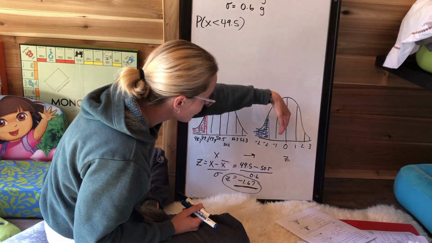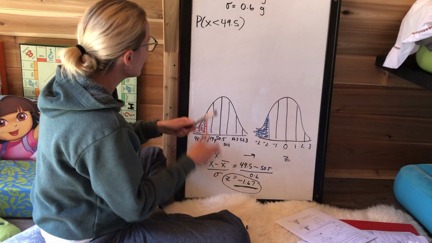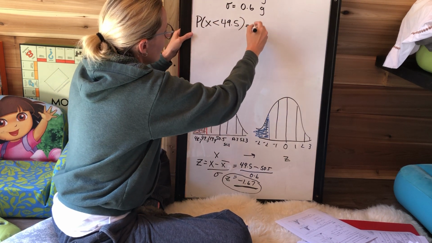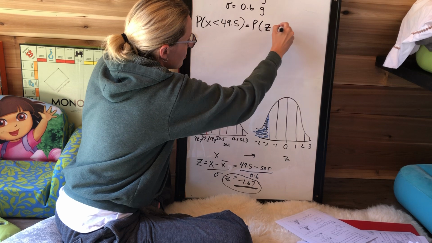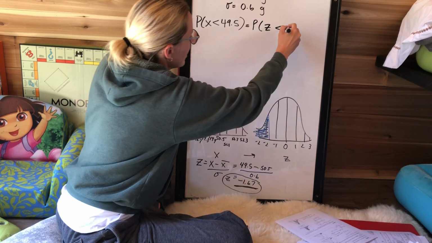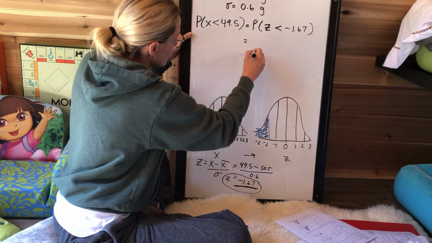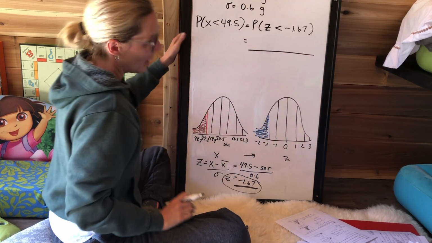Once we map it to the standard normal distribution, it's like we've taken our x value and said, I want to find the percentage that's less than 49.5. Well, guess what? That's exactly the same as the percentage of z that is less than negative 1.67. And all you need to do is look this number up in the back of the book.